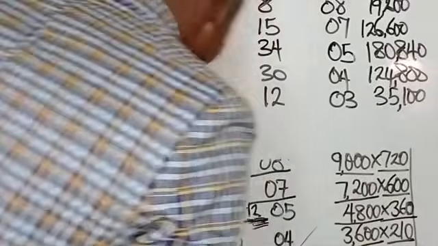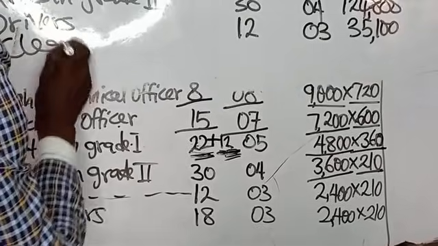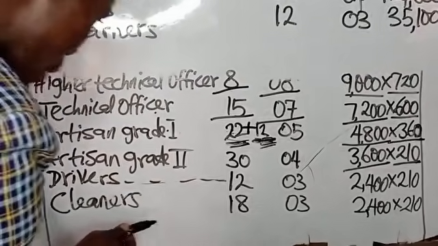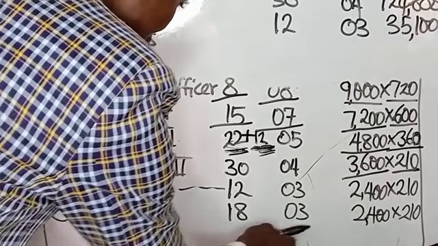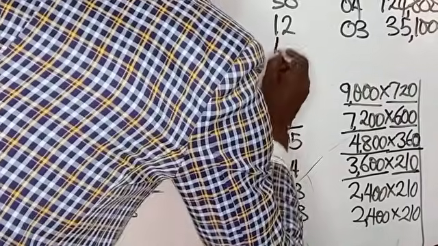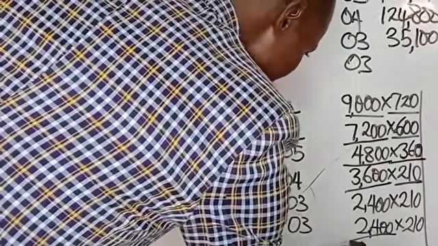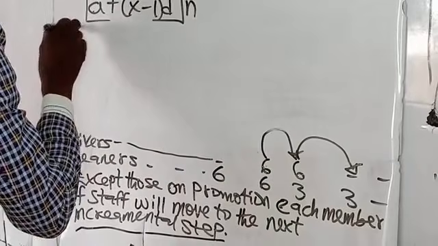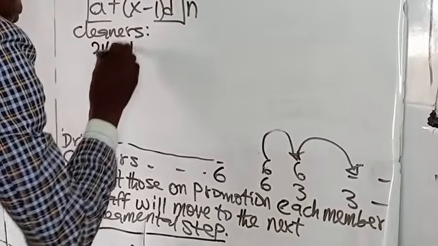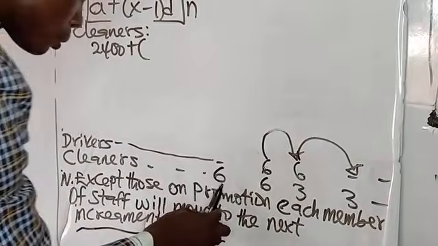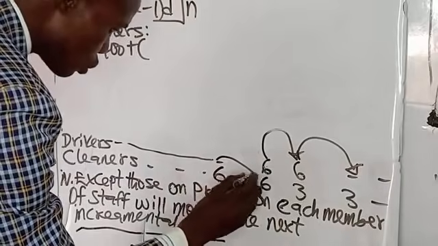After drivers, we have cleaners. The number of cleaners we have is 18. We have 18 cleaners at grade level 3. Their basic pay is 2,400, increment of 210. So 6 cleaners were in step 1 before. They will now move to step 2.